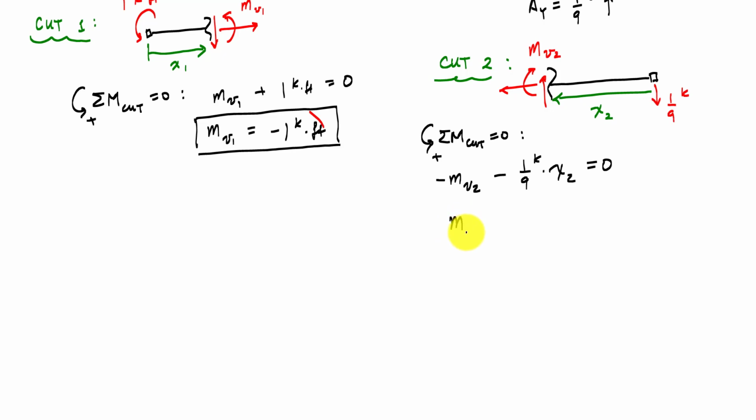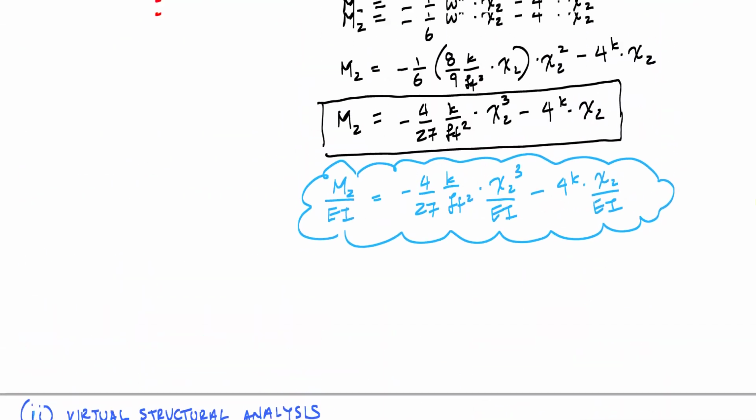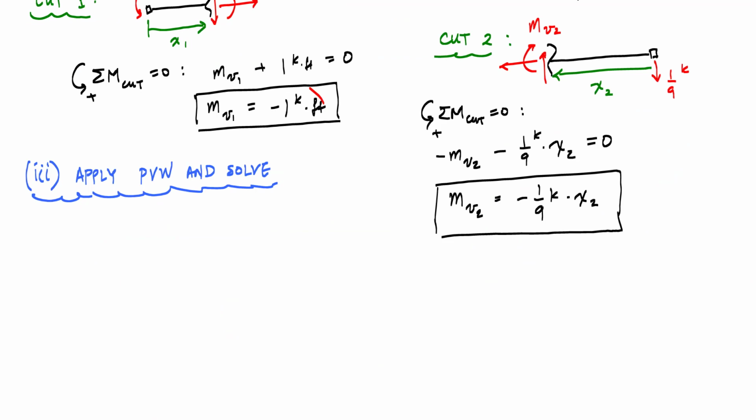And here, this mv2, it's linear over this segment. All right, not bad. So those are all my moment functions. So let's go back up to that checklist or the equation. Let me give myself some checks because I love the checks. Did I draw a structure with a unit virtual load applied? Yes, I did. Check. Did I determine the virtual moment functions that I need for the virtual loading structure? Yes, I did. Check. So what I've got to do now is just apply the principle of virtual work and solve. And so here's that principle of virtual work.